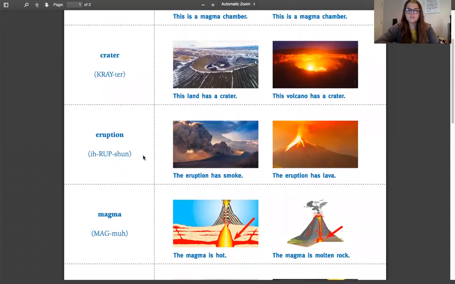The next word is eruption. The eruption has smoke. The eruption has lava. What is happening in these two pictures? How can you define eruption? It looks like something is coming out, right? An eruption is a sudden outbreak of something. It's usually not something good. So in this case, it looks like smoke, lava. These are volcanoes, right, that are having eruptions. A person can also have an eruption. Maybe they have an eruption of anger and they start yelling.